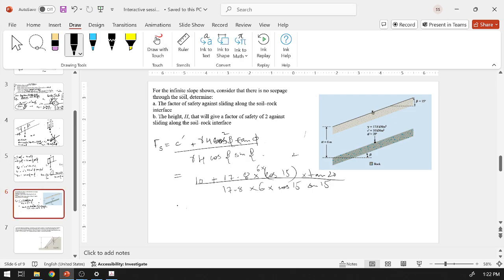But okay, so the final answer for this is 1.7. One second, let me do it again. Plus 17.8 into 6 into cos of 15 into tan of 20, over 17.8 into 6 into cos of 15 into sine of 15. That gives 1.78.